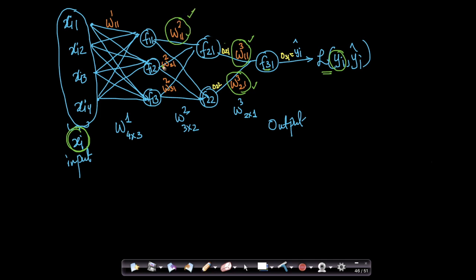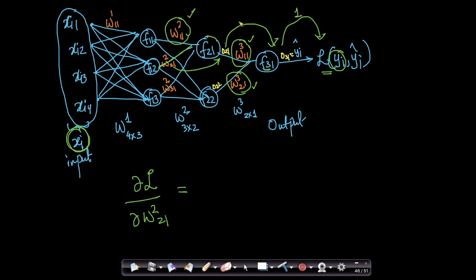Now what about this edge? Let's look at this edge, right? Which is W221. So let's do derivative of L with respect to W221. Your W221 will impact O21 because it is input to F21, right? So this impacts this, and now this impacts this, and this impacts this. So this is first step, second step, and third step.